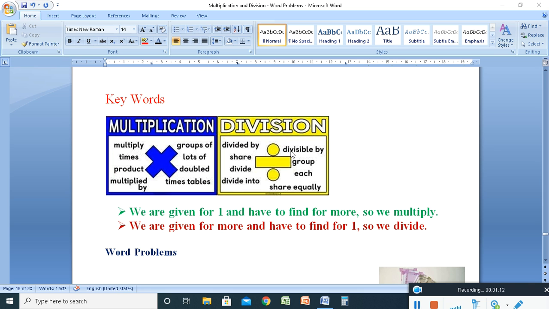If you find these words, you can go for multiply or you can go for divide. So in the question, if they mention multiply or times, product, find the product, multiplied by, groups of, lots of, doubled, twice, thrice, if you find any words like this, you can go for multiplication. Or if you find words like divided by, share, divide into, share equally, each, group, divisible by, you can go for the division sum.